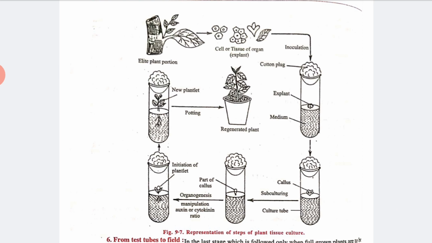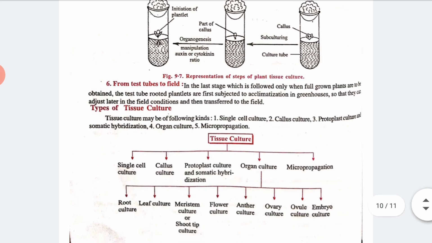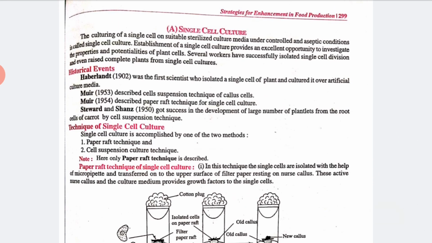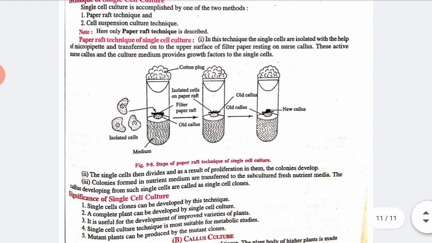So it goes from the test tube to the field. There are many types of tissue culture, like single cell culture, callus culture, protoplast culture. So let us start with single cell culture. What is single cell culture? Just look at this diagram.